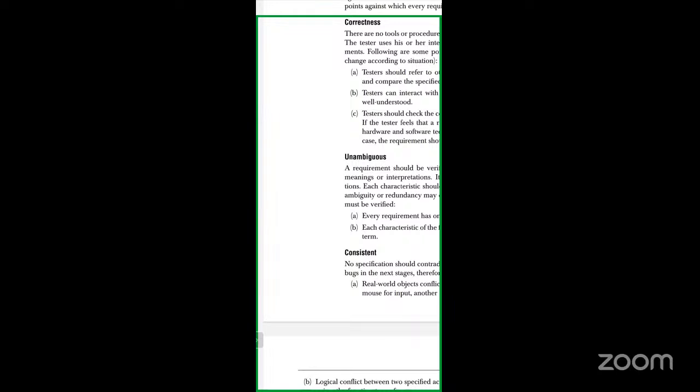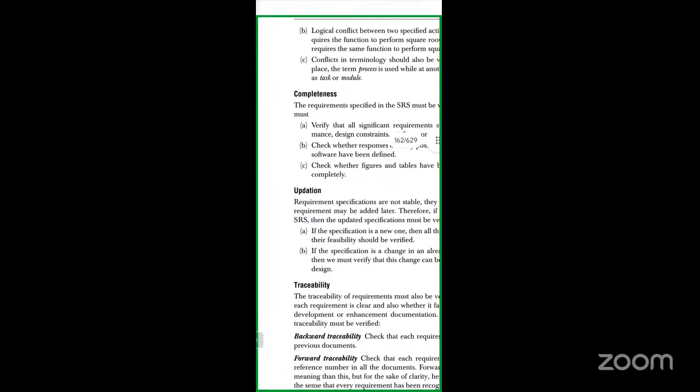Then we are going to make it a consistent project in the market. That is, capable of doing all the things, then we are going to make it a complete project. That is by verifying each and every aspect of the phase. We are going to do that, and then we will be going for the updations. That is, if anything is to be modified or updated, we are going to do that, and then we are going to go for traceability.